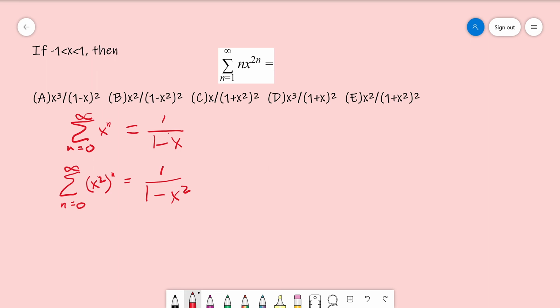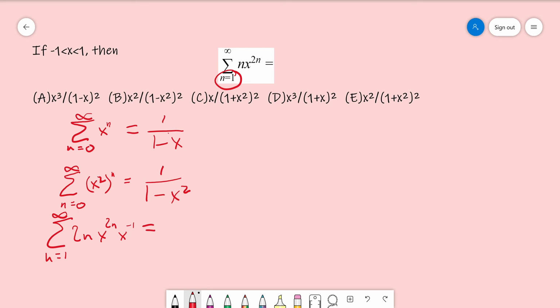x to the 2n, so that's going to be 2n x to the 2n minus 1, which I'm going to write as x to the 2n times x to the minus 1. And remember that when you differentiate this series, the first term where n equals 0, that's just a constant, so it's going to drop out, and you're only going to have n equals 1 to infinity. That's why we have this n equals 1 here.